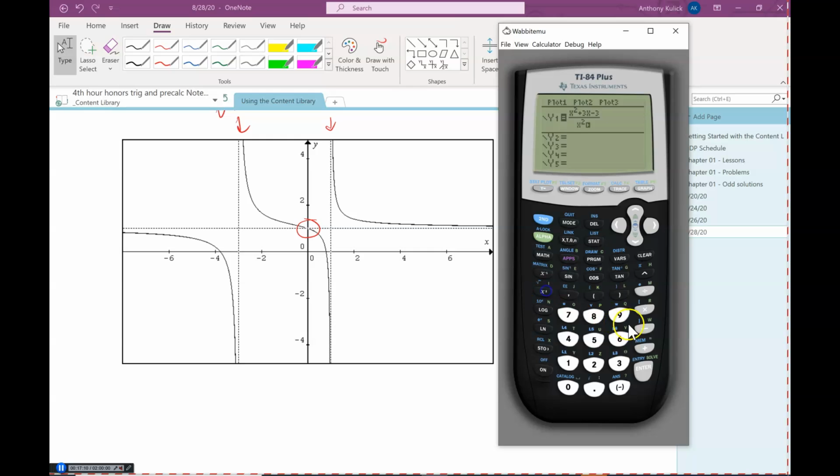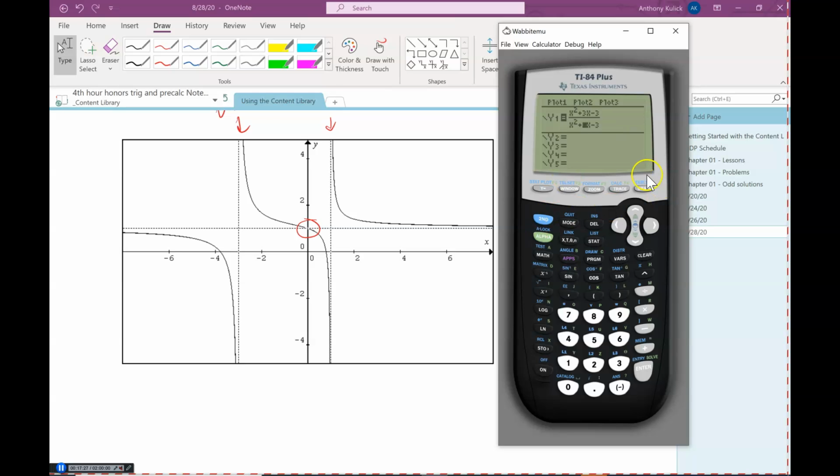If I'm able to do that. I think that was the function. Let me turn back my notes and make sure. Oh, no. That should be a plus 2x. Crisis averted, though. Okay.